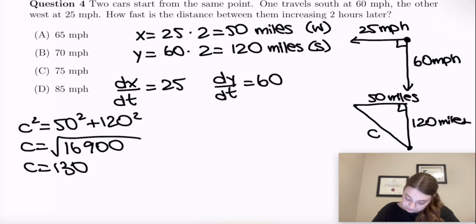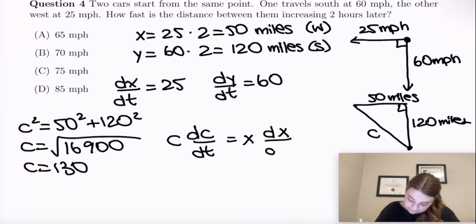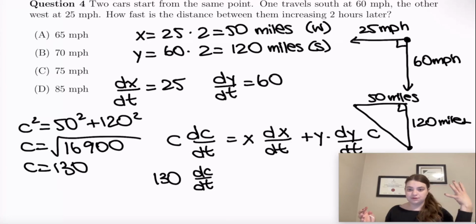Okay, so then we're going to use the related rates formula. So we know that c times dc/dt, the change in c with respect to the time, must be equal to x times its rate of change plus y times its rate of change, and then we just need to solve. So we already have all these things. We already know that c is 130. We don't know dc/dt, but that's what we're trying to figure out. We're trying to find how much c, the distance between the two cars, changes with respect to the time.